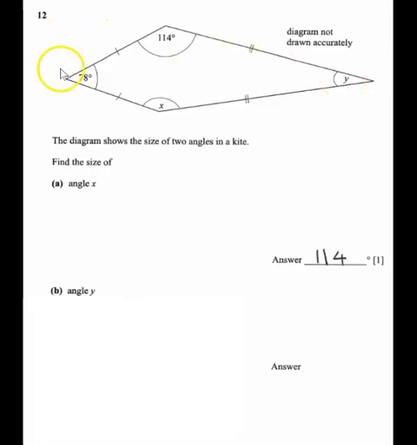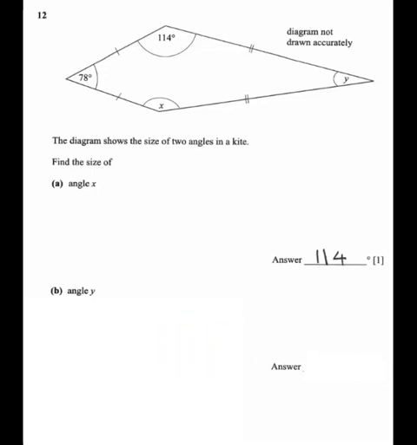Okay, question 12 is a kite. So it says the diagram shows the size of two angles in a kite. Find the size of angle X. So in a kite, as you can see, these sides are equal and the other sides are equal as well. These two opposite angles here should be equal, so that's why it's 114 degrees for angle X.